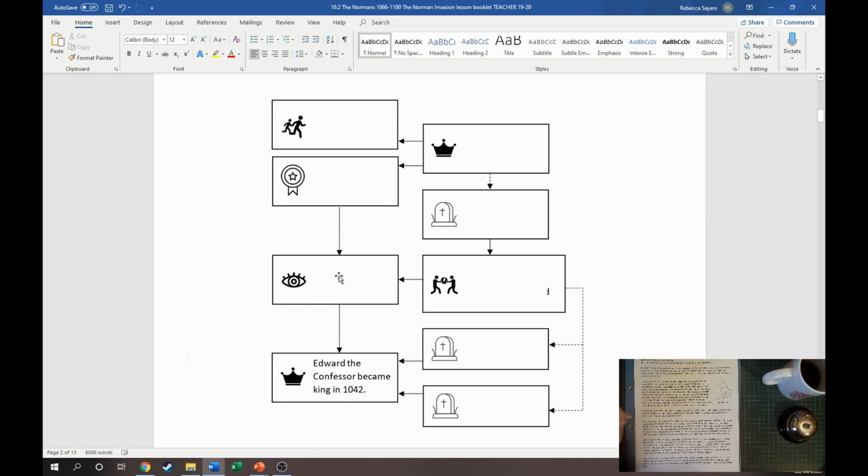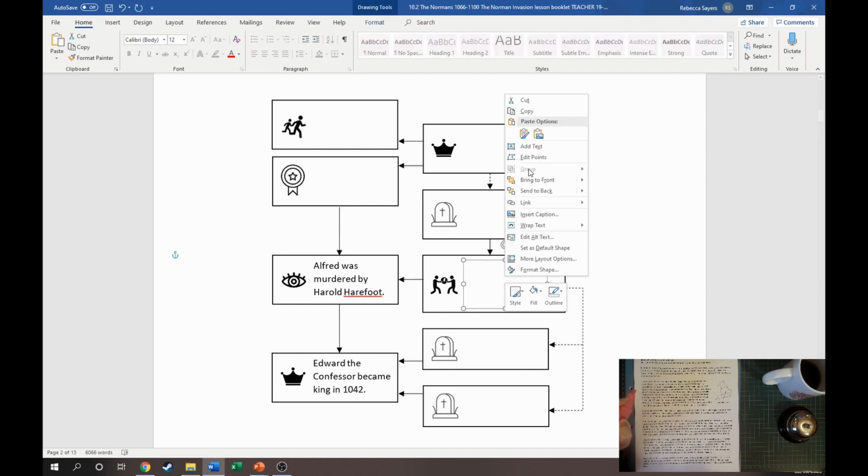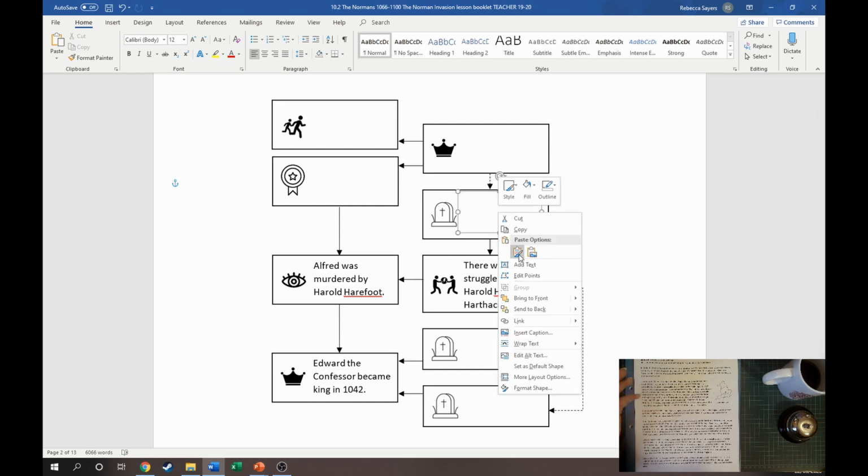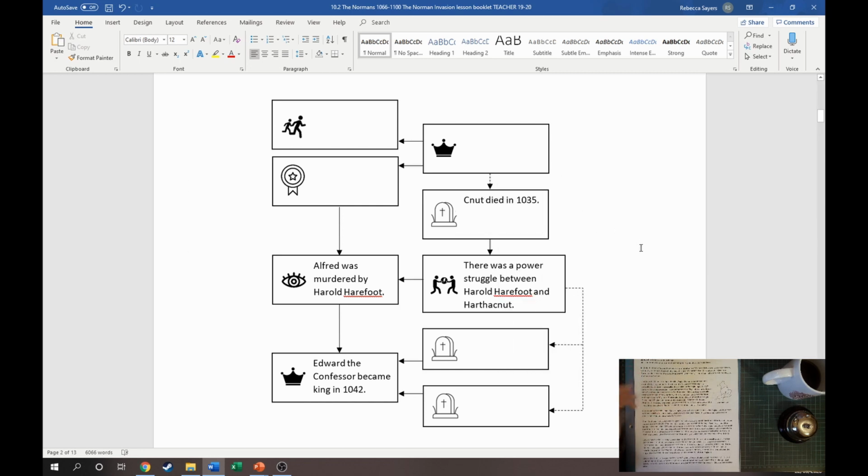He couldn't have become king because he was murdered, and he was murdered by Harold Harefoot. Now, the reason he was murdered by Harold Harefoot is because there was this power struggle between Harold Harefoot and Harthcnut. And the reason there was a power struggle between Harthcnut and Harold Harefoot is because both of them wanted the throne, and their father, Cnut, had died in 1035.